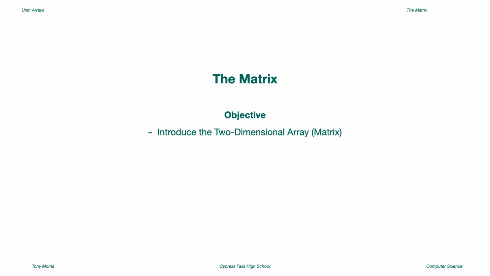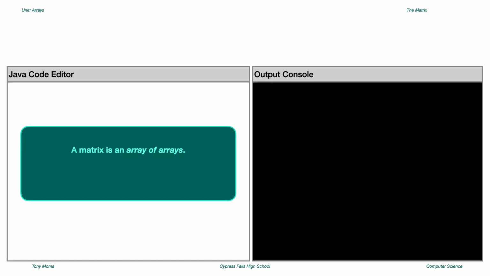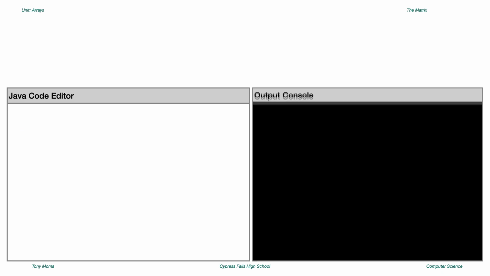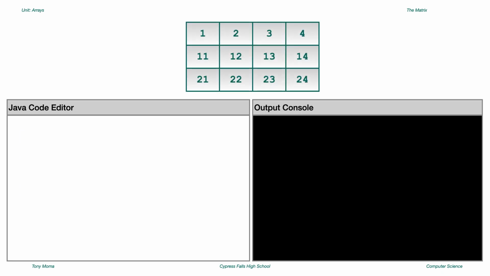The matrix. In this video, we will introduce the two-dimensional array, also known as the matrix. A matrix is an array of arrays, or in other words, it is an array where each individual element within it is also an array. Here is an illustration of what a matrix would look like. Notice that whereas an array just has a length, a matrix has both length and width.